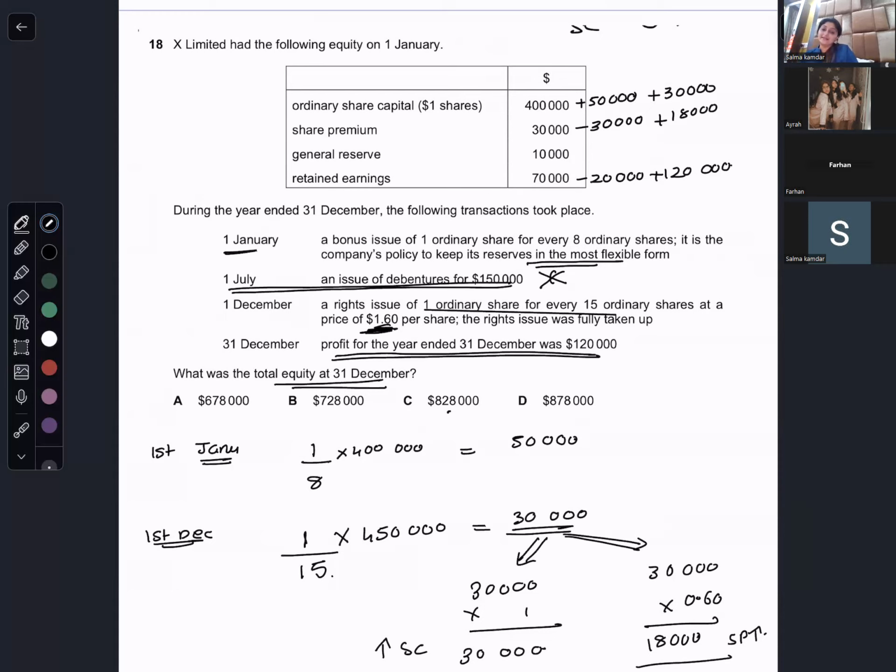So it will be added in the total and it will be added in the retained earnings. Ira, are you there with me? Yeah, miss. Okay, fine. So they want total equity. So my ordinary share capital will become how much?